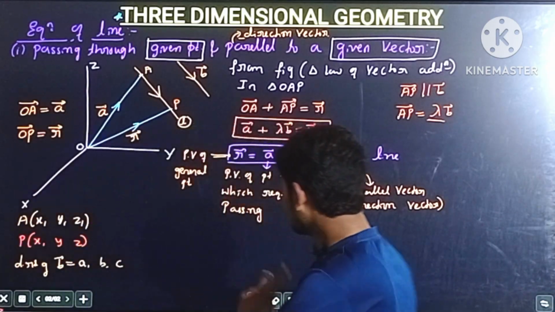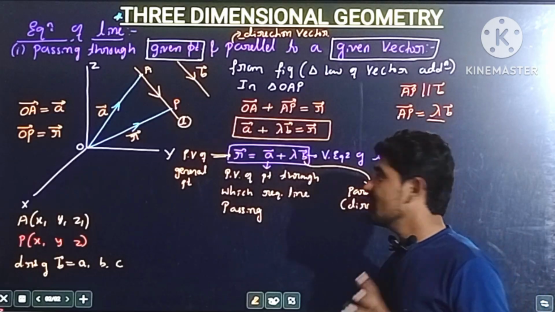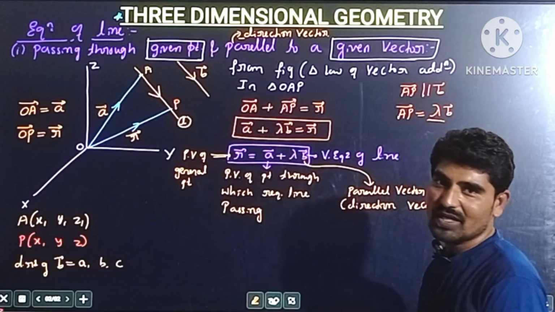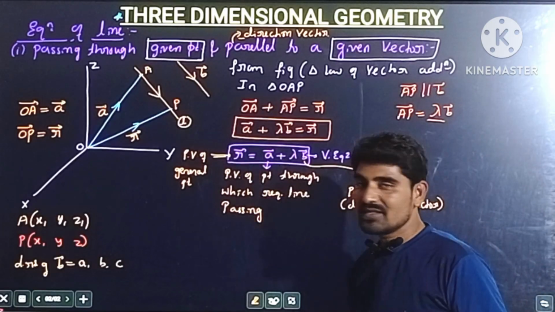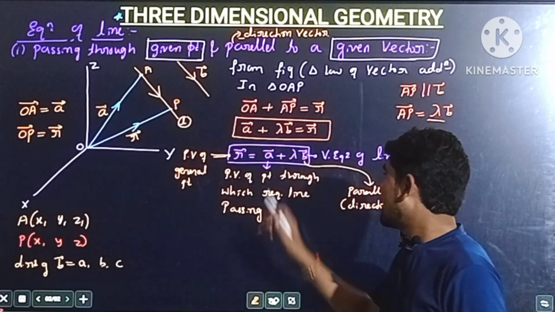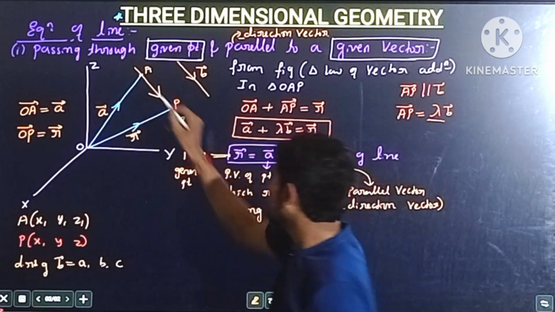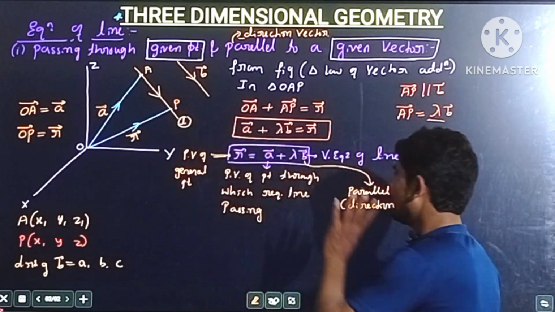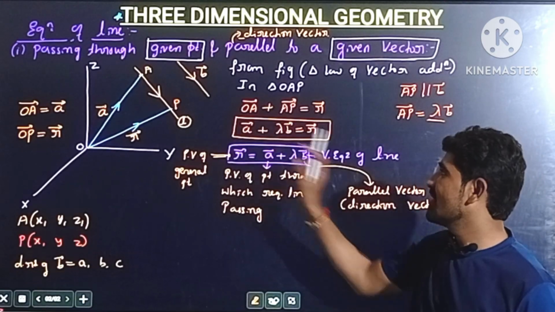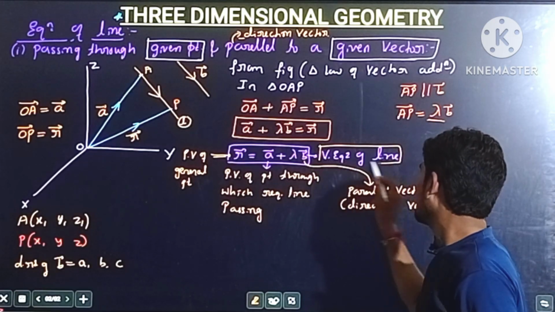So you should know all these three things, then only we are able to solve the problems. In the vector equation we have three vectors: R vector, A vector and B vector. R vector is the position vector of the general point on the required line, A vector is the position vector of the point through which this required line is passing, and B vector is a parallel vector or direction vector of the required line. So we got the vector equation of the line.